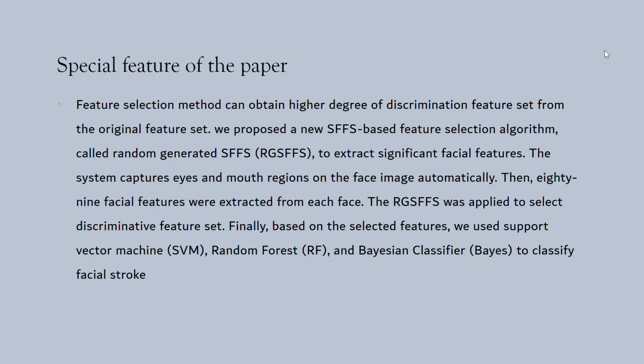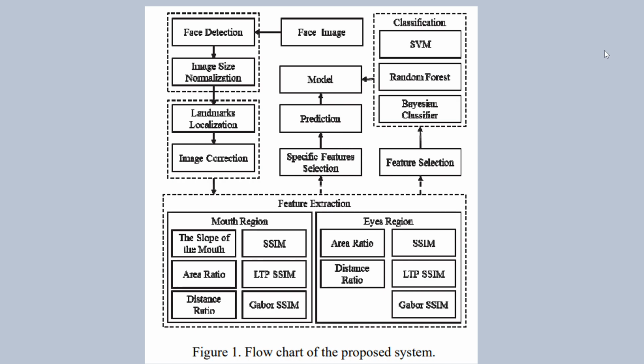So, the special feature about this paper: the feature selection method can obtain a higher degree of discrimination feature set from the original feature set. They proposed an SFFS based feature selection algorithm, which they call random generated SFFS, or RGSFFS for short, to extract significant facial value features. The system captures eyes and mouth regions of the face automatically, then 89 facial features were extracted from each face. The RGSFFS was applied to select a discriminative feature set, and finally based on the selected features they used support vector machines, random forests, and Bayesian classifier to classify facial strokes. This is the flowchart for the proposed system.